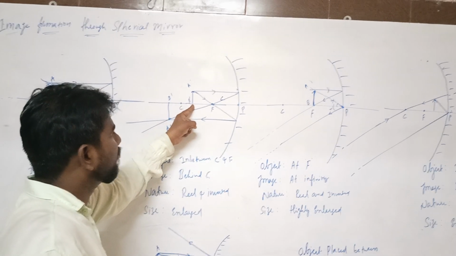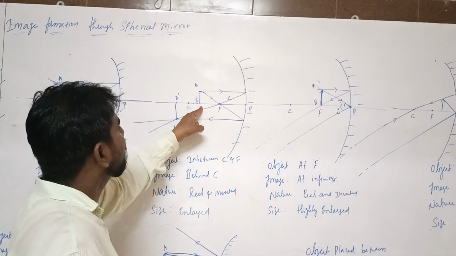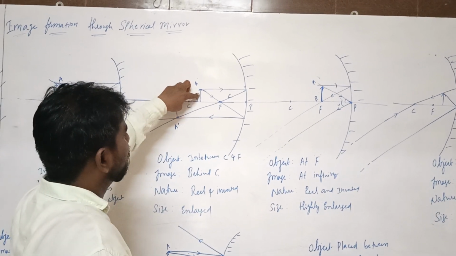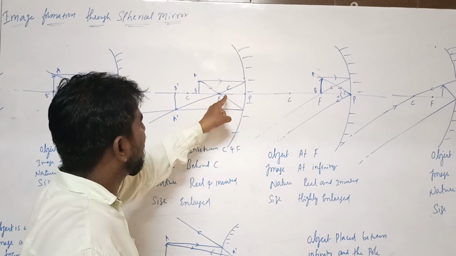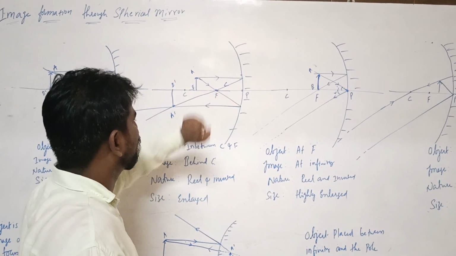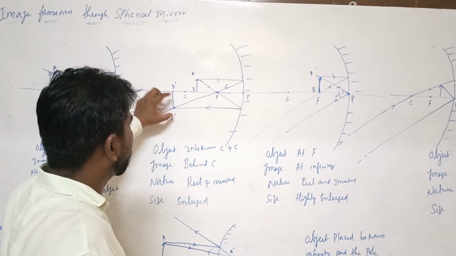Now we will move the object in between C and F. When the object is kept in between C and F, one ray is incident parallel to the principal axis. After reflection it passes through the focus, and another ray passes through the focus. After reflection it will be parallel.